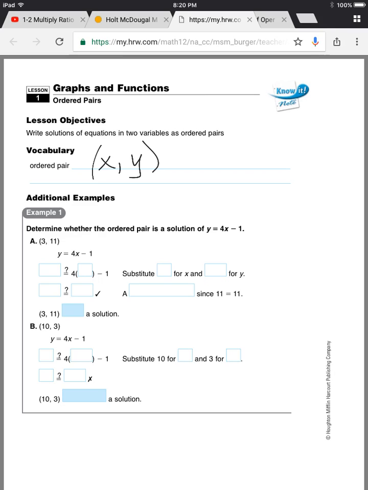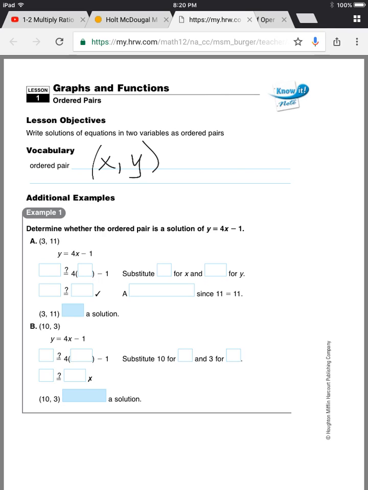So anyways, we're not going to be graphing points today. We're going to be determining whether ordered pairs are solutions to equations. So, example 1 says determine whether the ordered pair is a solution of y equals 4x minus 1. What we want to know is when we put y in and we put x in, when we solve the left side, are we going to get the same answer as the right side? It's kind of like checking. And if you do, then it's a solution. If you don't, it's not a solution.